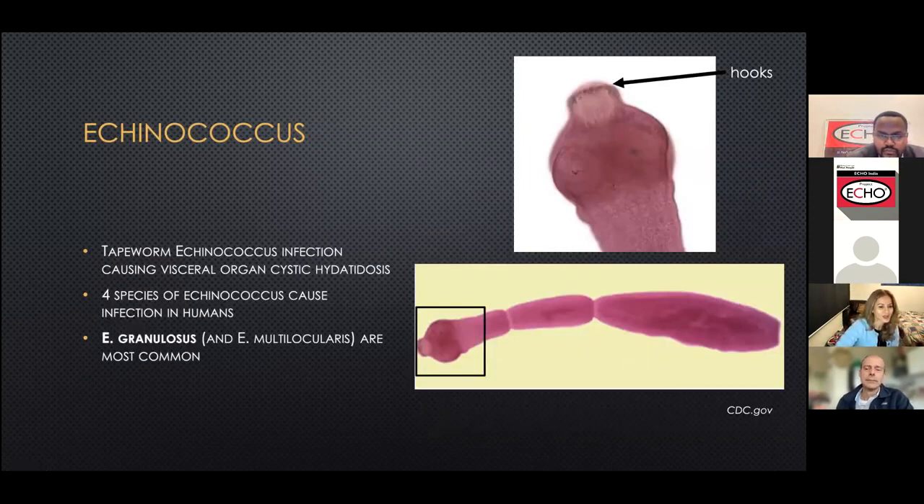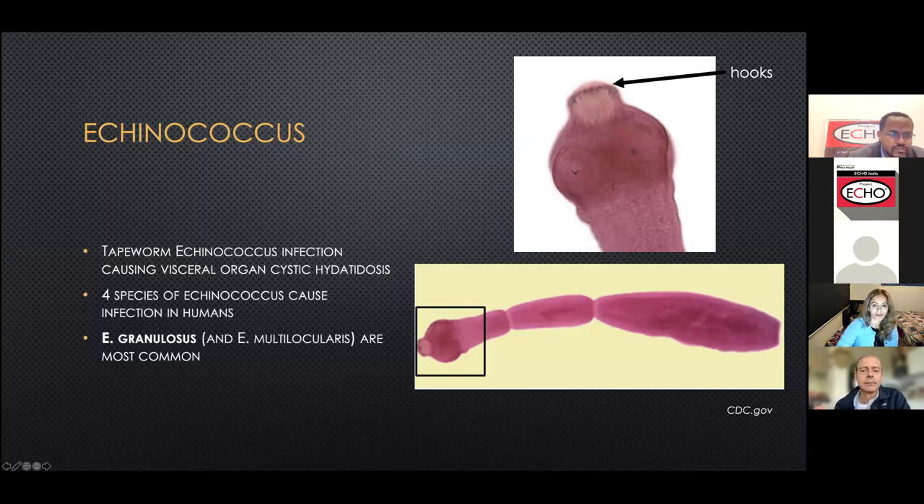That's a disease caused by the tapeworm Echinococcus. It causes visceral organ cystic hydatidosis. There are 4 species of Echinococcus that cause infections in humans, but the most common are Echinococcus granulosus and Echinococcus multilocularis. And in Africa, we see Echinococcus granulosus, with multilocularis mostly being in Northern Europe. So this is the little worm that's got these characteristic little hooks by which it attaches to the intestine.